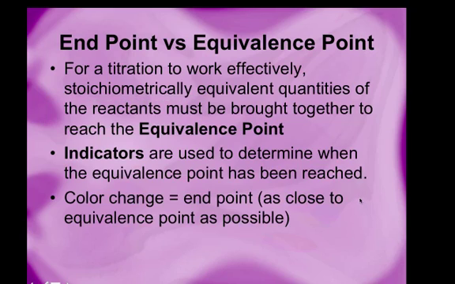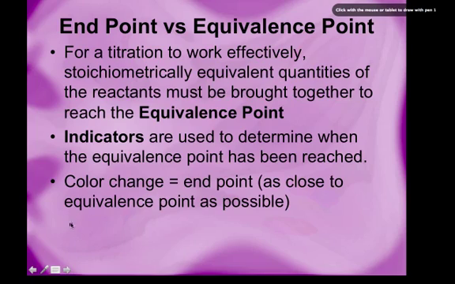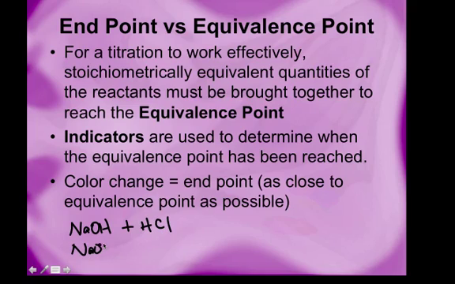So let's look at how do you know when you've added enough stuff? How do you know that the reaction is done? Well, for a titration to work well, then you have to have equivalent quantities. So depending on the chemical reaction, suppose we have sodium hydroxide and hydrochloric acid. That's going to be different quantities than if you had sodium hydroxide and sulfuric acid. Why? Well, because the stoichiometry is different. You're going to need twice as much to neutralize a diprotic acid as you do for a monoprotic acid.